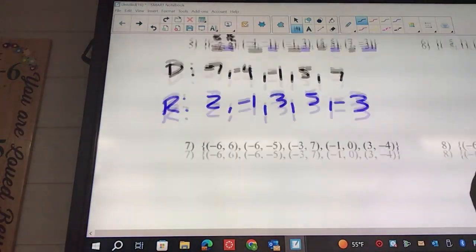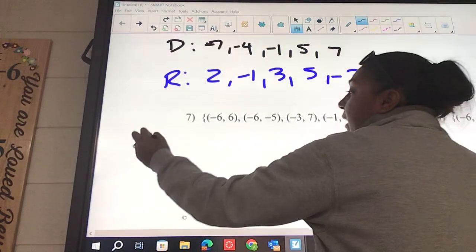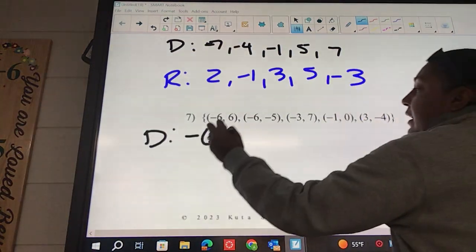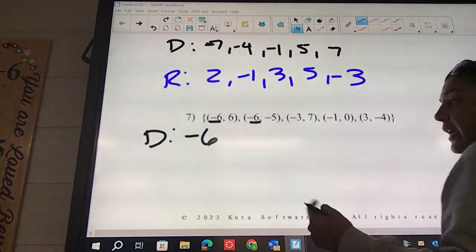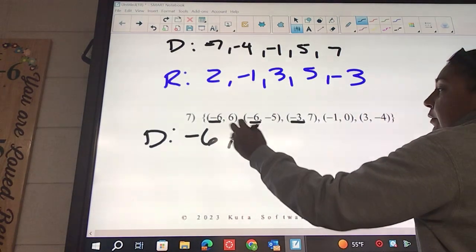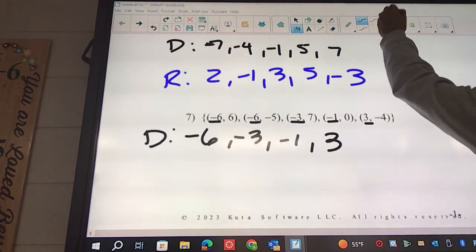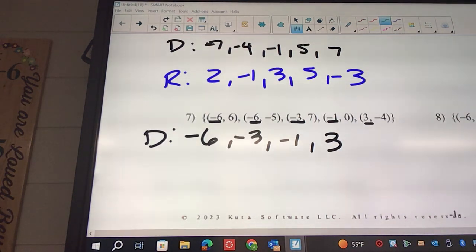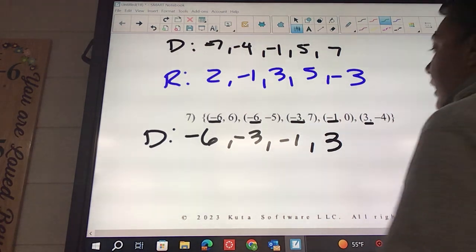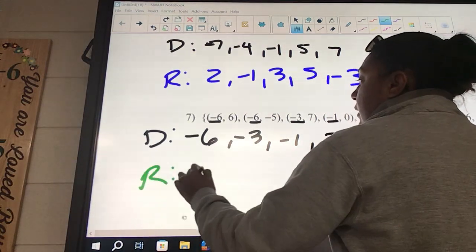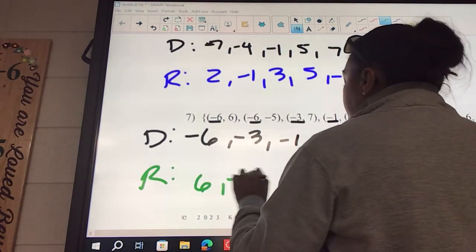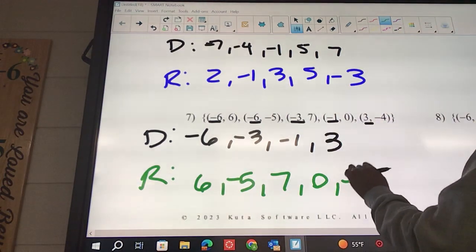Okay, 7. The domain is going to be -6. I said -6, but that's already on our list. -3, -1, and 3. Okay, the range is going to be 6, -5, 7, 0, and -4.